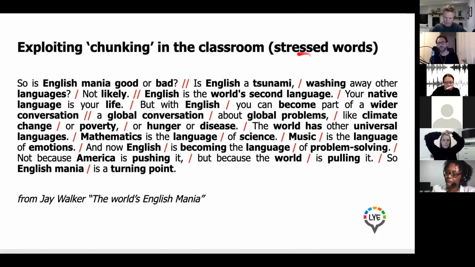The second thing we do, we focus on stressed words. So which words are stressed in this first thought group? So here, a lot of students will notice: so is English mania. So is English. So it doesn't even sound like they're pronouncing, or he is pronouncing, "so is". It's so is English mania good or bad? Or so is English mania good or bad? Things like that. Is English a tsunami washing away other languages, and things like that.